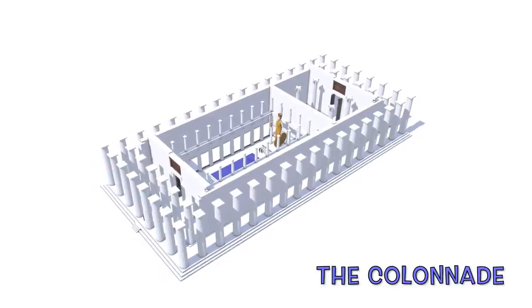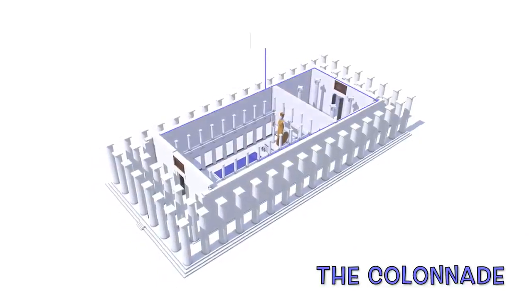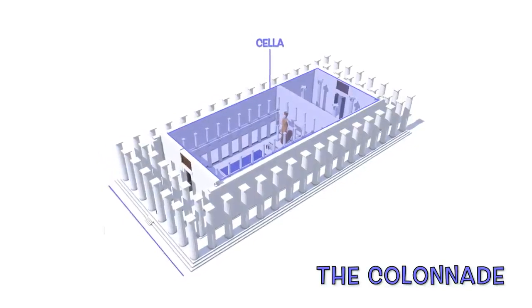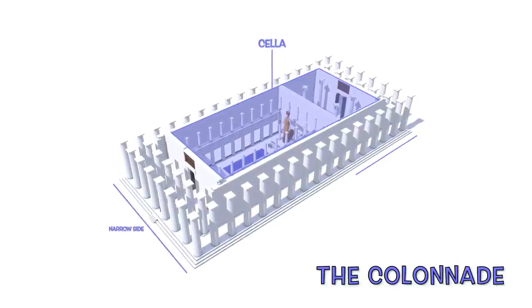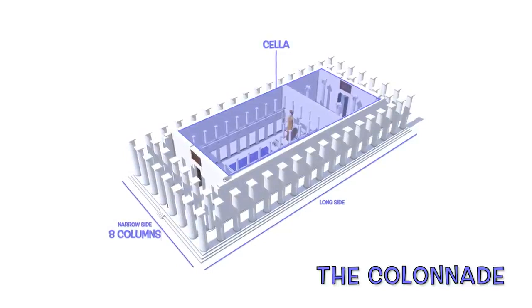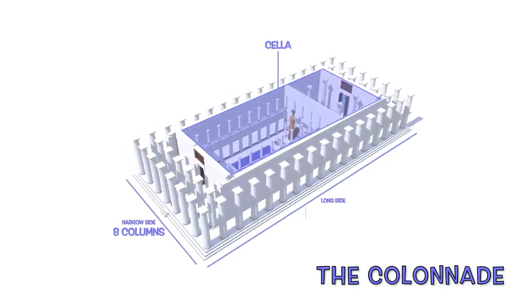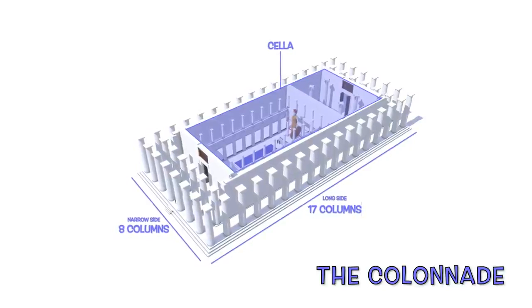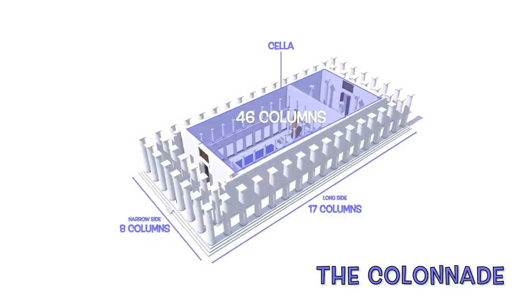The Parthenon, as a peripteral temple, had columns all around the cella. Usually, Doric temples had 6 columns for the narrow sides and 14 for the long ones. However, the Parthenon has 8 columns on the narrow sides and 17 columns on the long. The total number of columns surrounding the walls is 46.